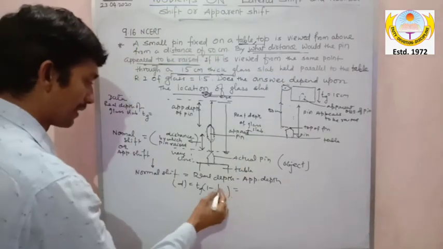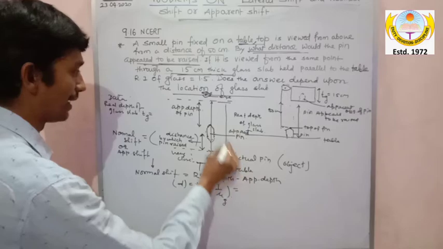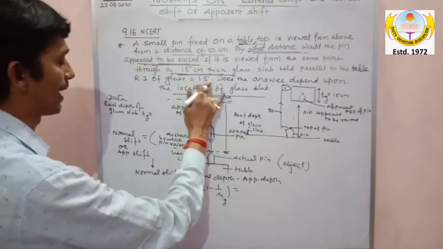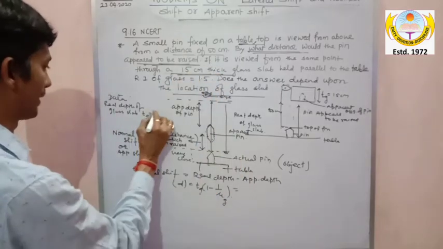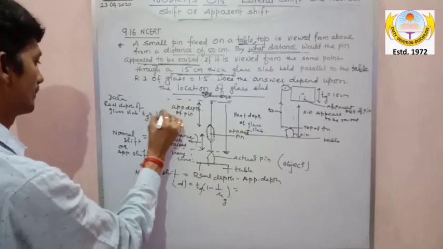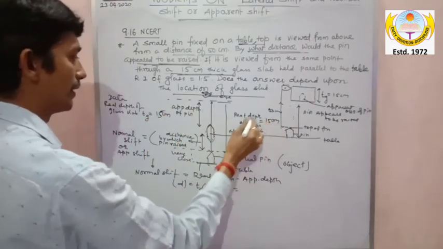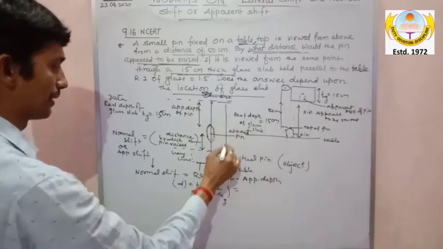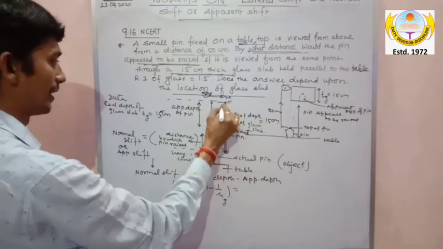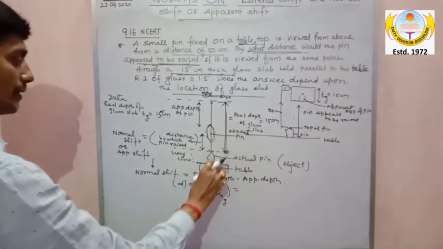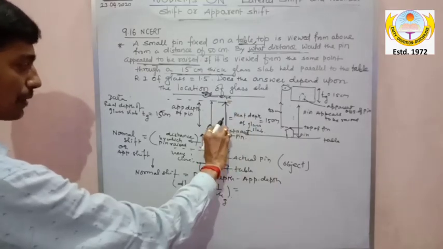So now this is my dear real depth minus apparent depth, this formula, and Tg is nothing but here, I have written 15 centimeter. That is real depth. Real depth of glass slab is 15 centimeter. I have drawn the diagram. Please see the diagram. This is real depth. This is the apparent pin observed in the glass slab.